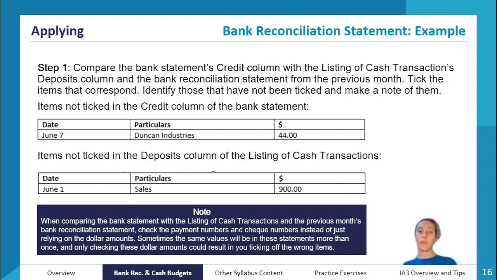So, of course, you may have the same amount for sales. It may be a recurring figure, and you could easily accidentally tick the wrong thing if you only base what you're doing off the dollar amounts. So checking more than that is what is important here.